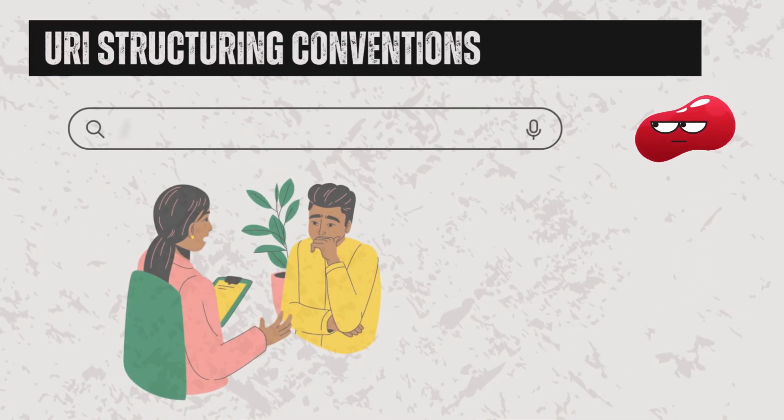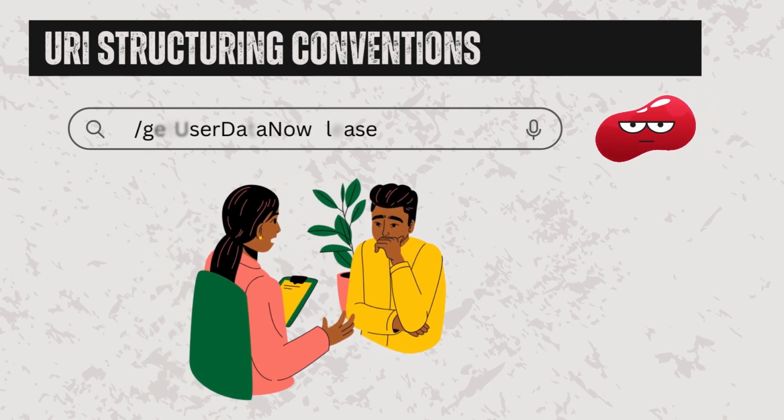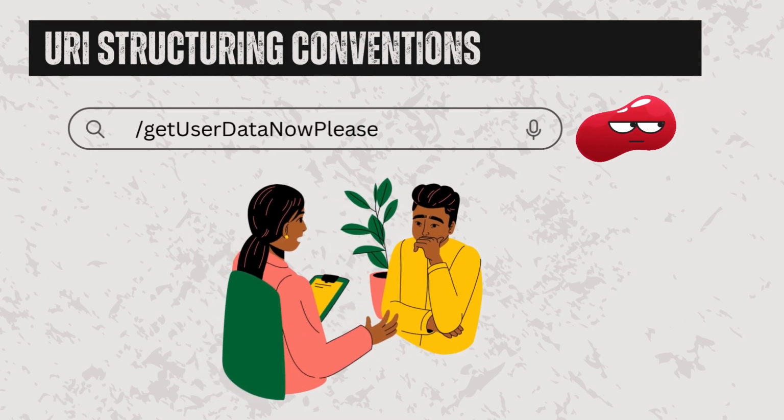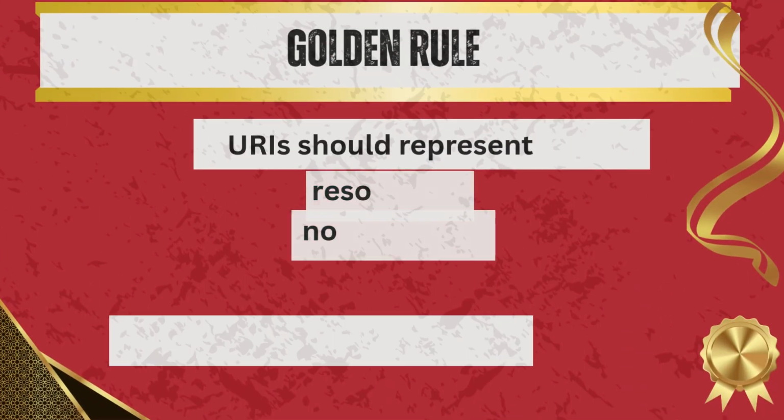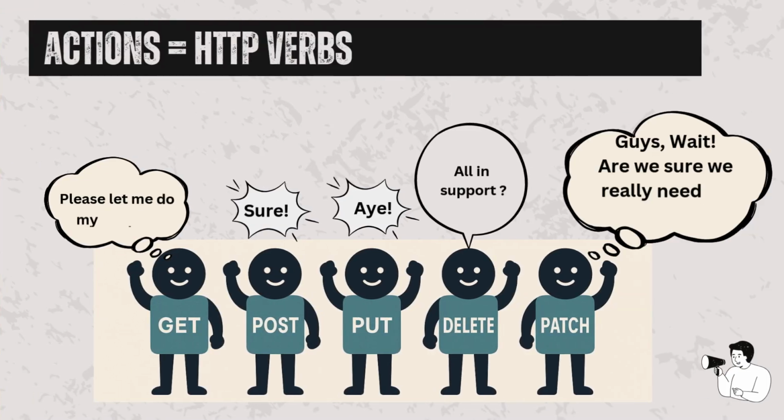Now let's talk URI structure. If your API endpoints look like "get user data now please," we need to talk. The golden rule is that URIs should represent resources, not actions. Let the HTTP verb handle the action.